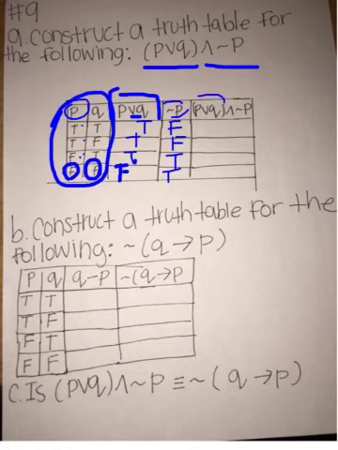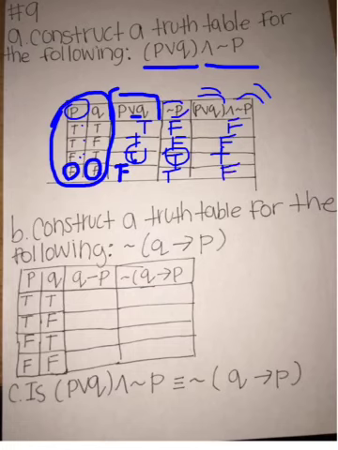P or Q and the negation of P. And the only time where this is going to be true is when both of these are true. And we could see that the only time they're true it would be in this section. So we're going to write true, and the other ones are going to be false. Okay, so that's it. Now we're going to go to B.